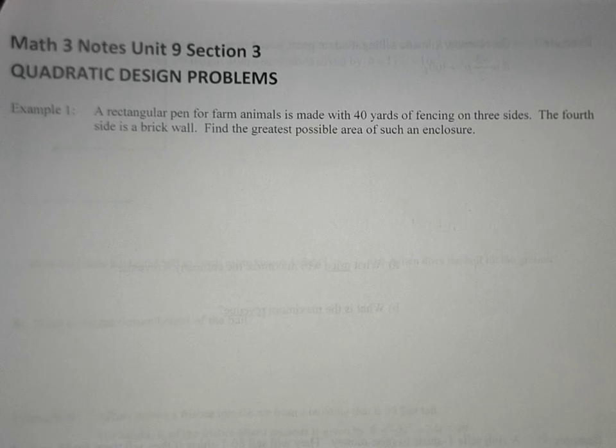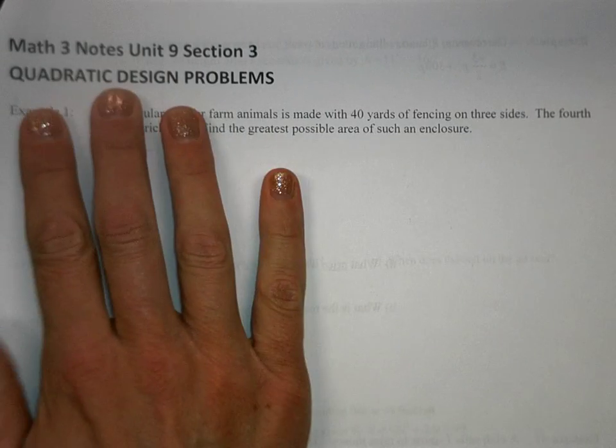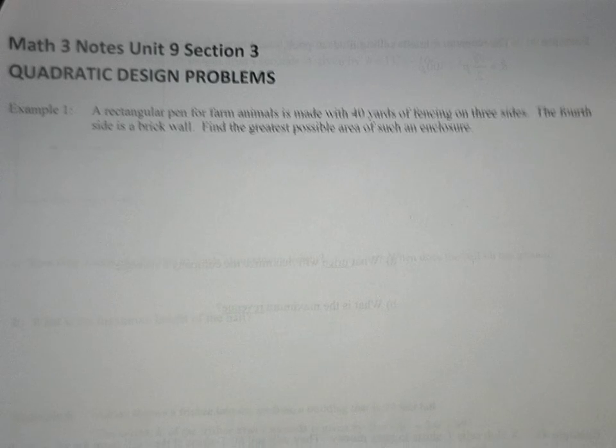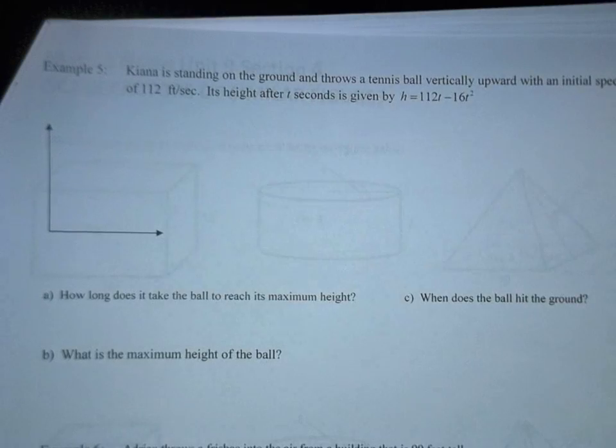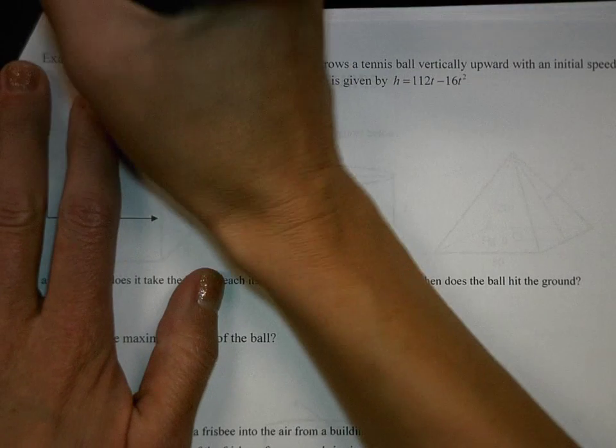Math 3, Unit 9, Section 3. Today we're talking about quadratic design problems. We're going to work backwards a little bit here. We're going to start at example 5, so this is our new example 1.